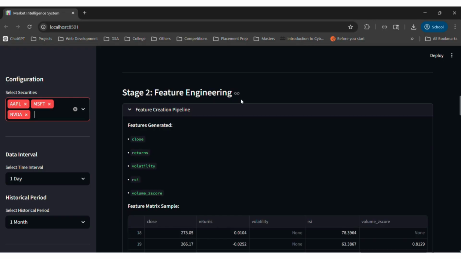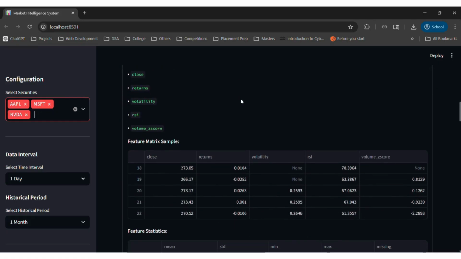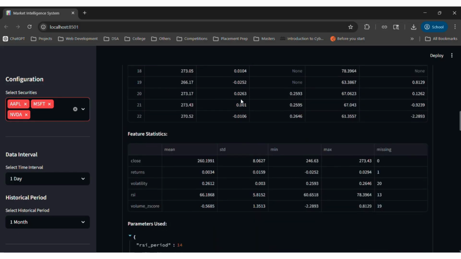Next, we move to feature engineering, which is the most important stage from a data science perspective. Instead of using raw price data, we generate meaningful features. Returns capture price change. Volatility measures uncertainty. RSI indicates overbought or oversold conditions. Volume Z score detects abnormal activity. Rolling mean and standard deviation.